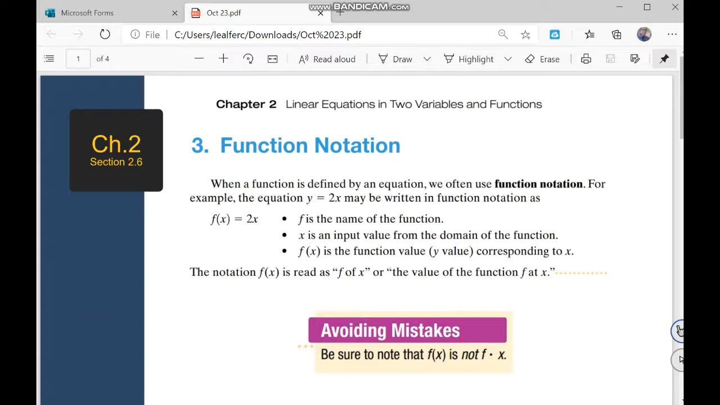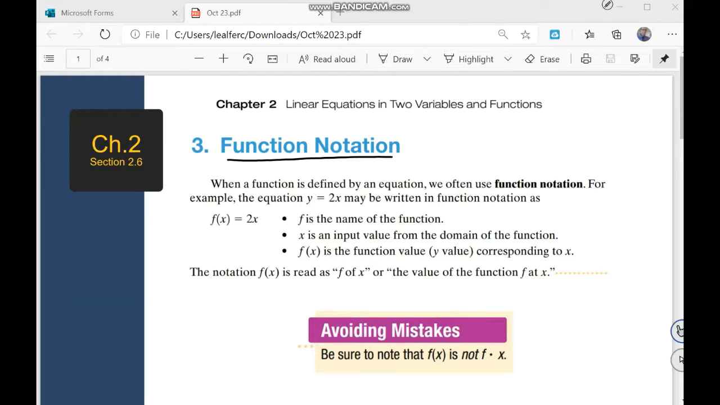We're going to see today a little bit more about functions, particularly function notation. And actually, I'm going to read this definition. We're going to try to understand it, but I'm pretty sure you're going to understand much better when we work on the examples, okay? So let me read this and let me know if it is kind of clear or confusing, but don't worry, because we're going to understand a little bit better when we work the next slides with the examples. When a function is defined by an equation, we often use function notation.